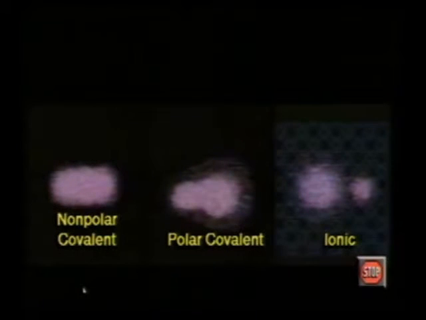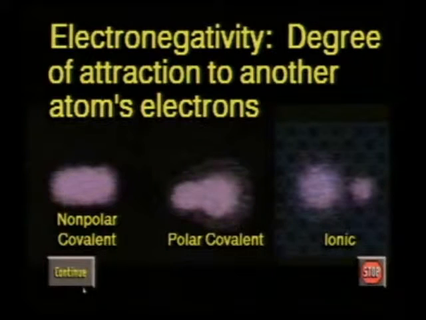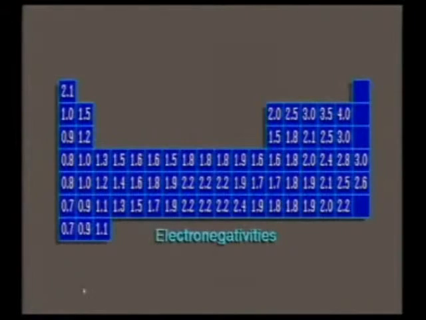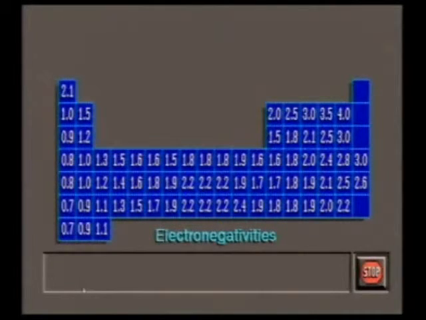Atoms attract other atoms' electrons to varying degrees. This degree of attraction is referred to as electronegativity. This table shows the electronegativities of the elements. The higher the electronegativity, the stronger the attraction for another atom's electrons.